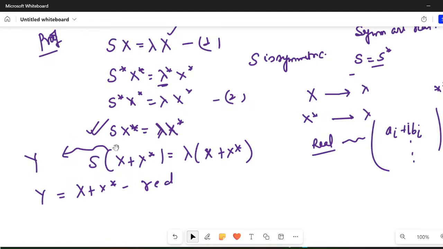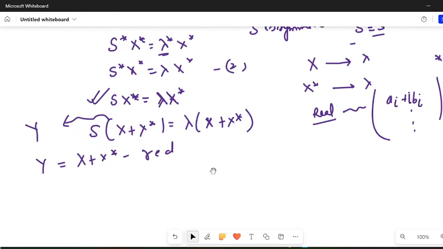If you add them up, this is another eigenvector: you can see that Sy is equal to lambda y. Now x plus x star has only real entries. So corresponding to every symmetric matrix, you can always choose a real eigenvector. I hope it is clear till now.